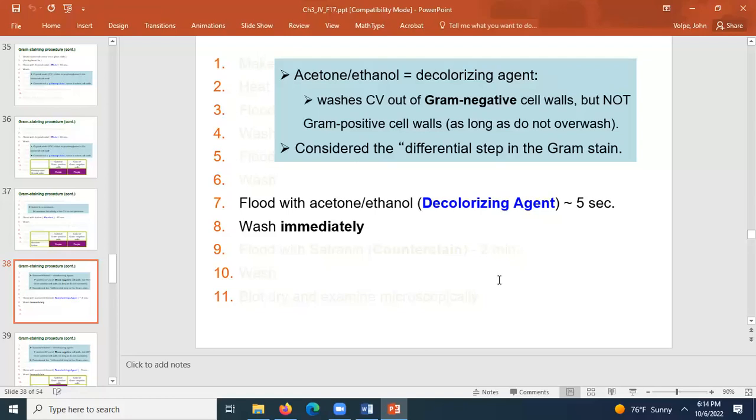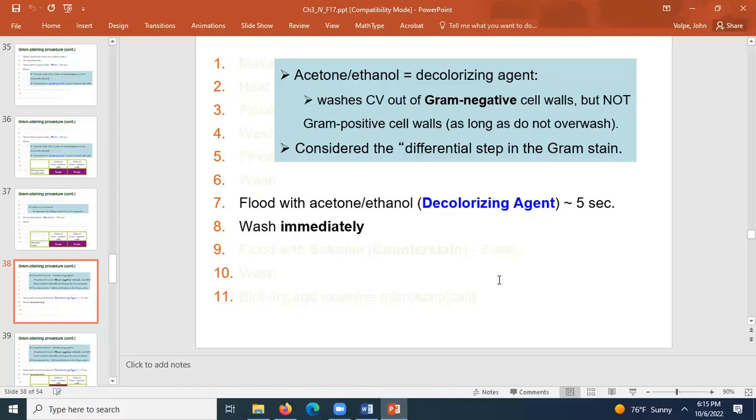The best way to decolorize is to take a look at the slide and then apply the decolorizing agent on the slide. And when the dye, the purple, stops running, stop applying the decolorizing agent. That's the best way to apply the decolorizing agent. You're applying the decolorizing agent for only about 5 seconds.